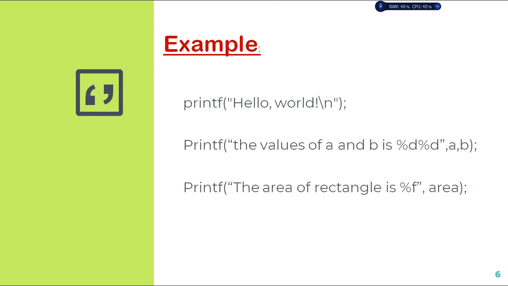So that is not related to your program or not. It doesn't matter. Then the next type of printf statement you can use is "the values of A and B is". Here you are trying to print the values of A and B, and before this printf statement A and B are declared as an integer type.